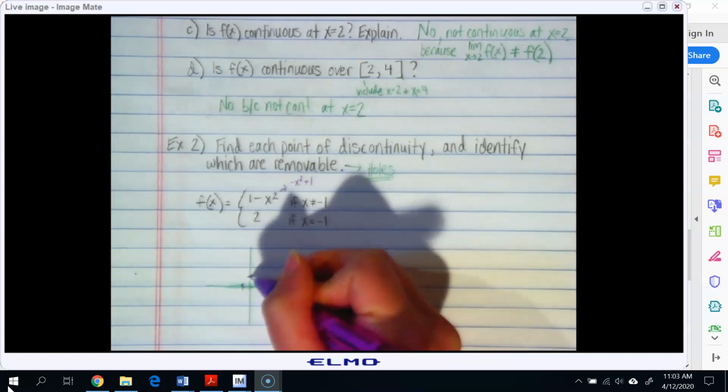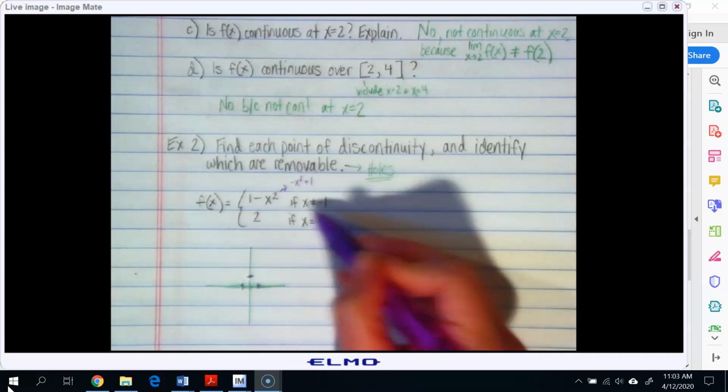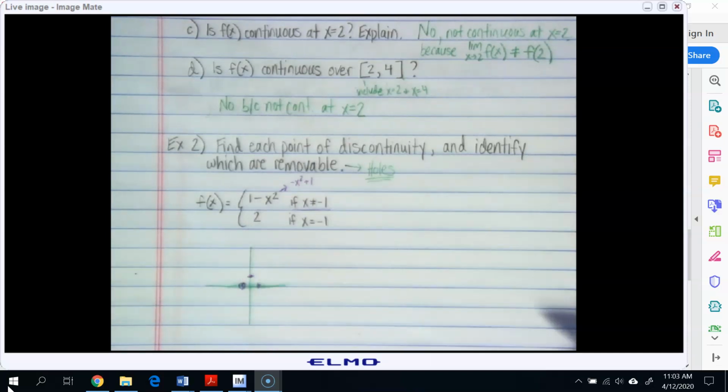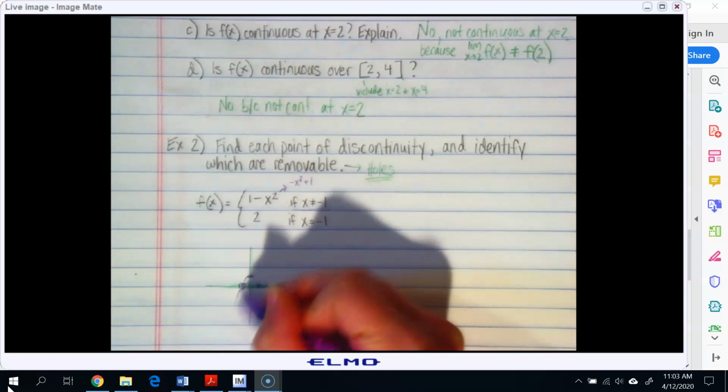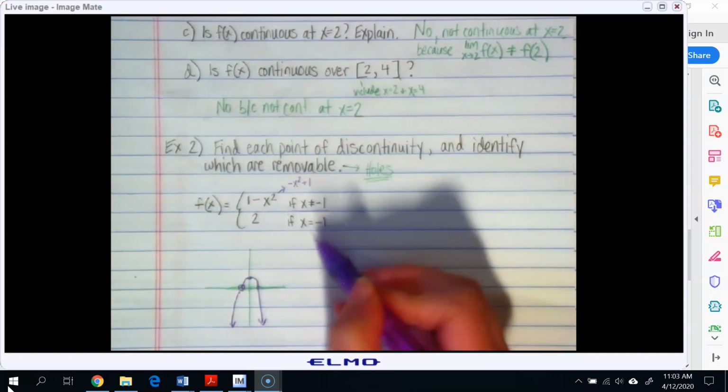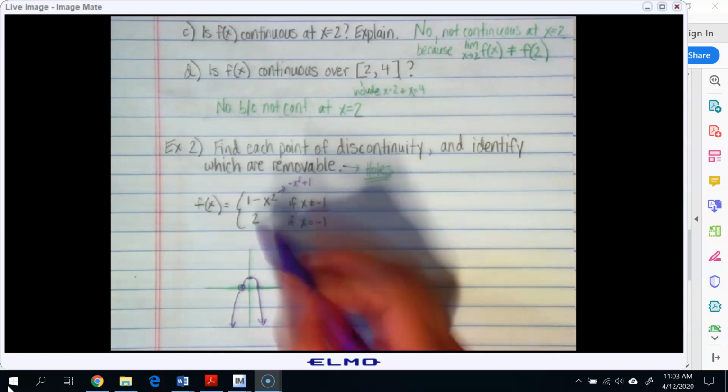Alright, so this graph would look something like this, except notice how that's for every x value except negative 1. So actually at negative 1, there should be a hole there. The rest of the graph is just going to be a parabola, but at negative 1, we have a different definition. It says if x equals negative 1, the function is equal to 2.